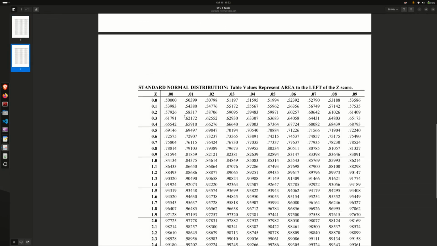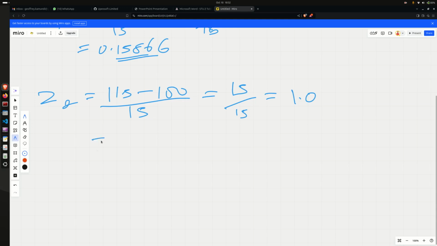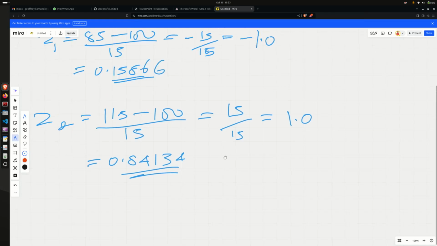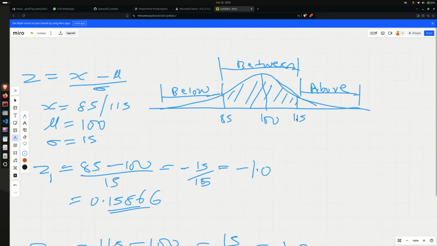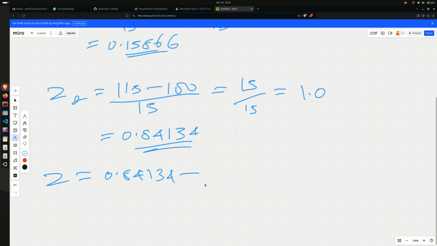So 1.0 is here, and the value is 0.84134. So z2 equals 0.84134. This is the area from here all the way to the end. So if we have all this area and we have all this area, the area between is the difference between the two. So we can say then the area equals 0.84134 minus 0.15866, which is going to give us what?